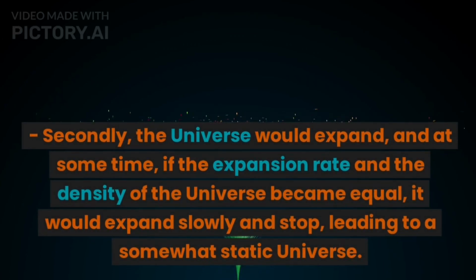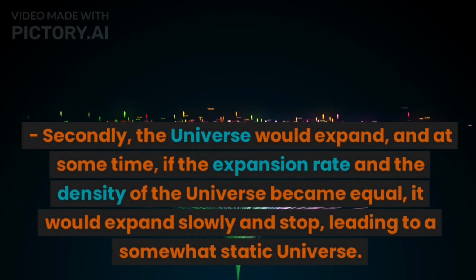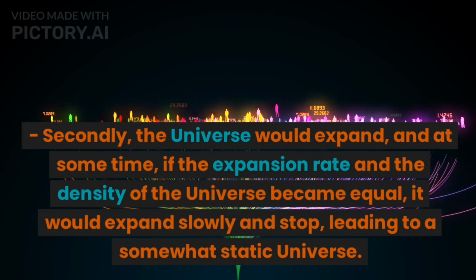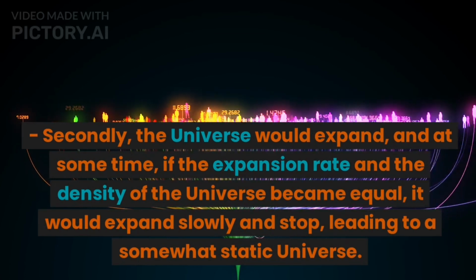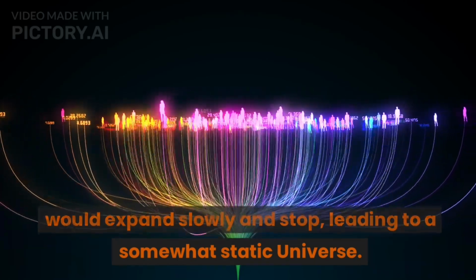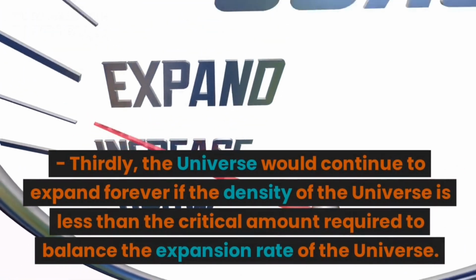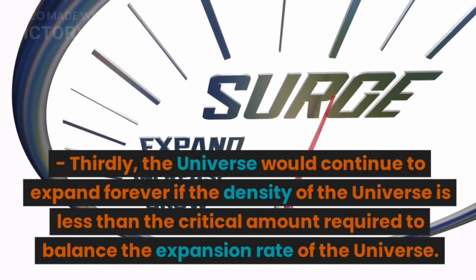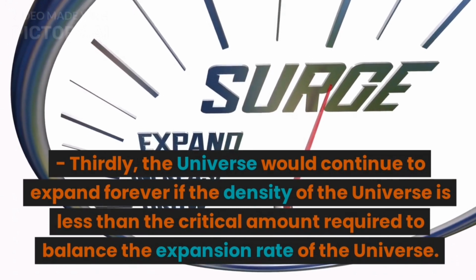Secondly, the universe would expand, and at some time, if the expansion rate and the density of the universe became equal, it would expand slowly and stop, leading to a somewhat static universe. Thirdly, the universe would continue to expand forever if the density of the universe is less than the critical amount required to balance the expansion rate of the universe.